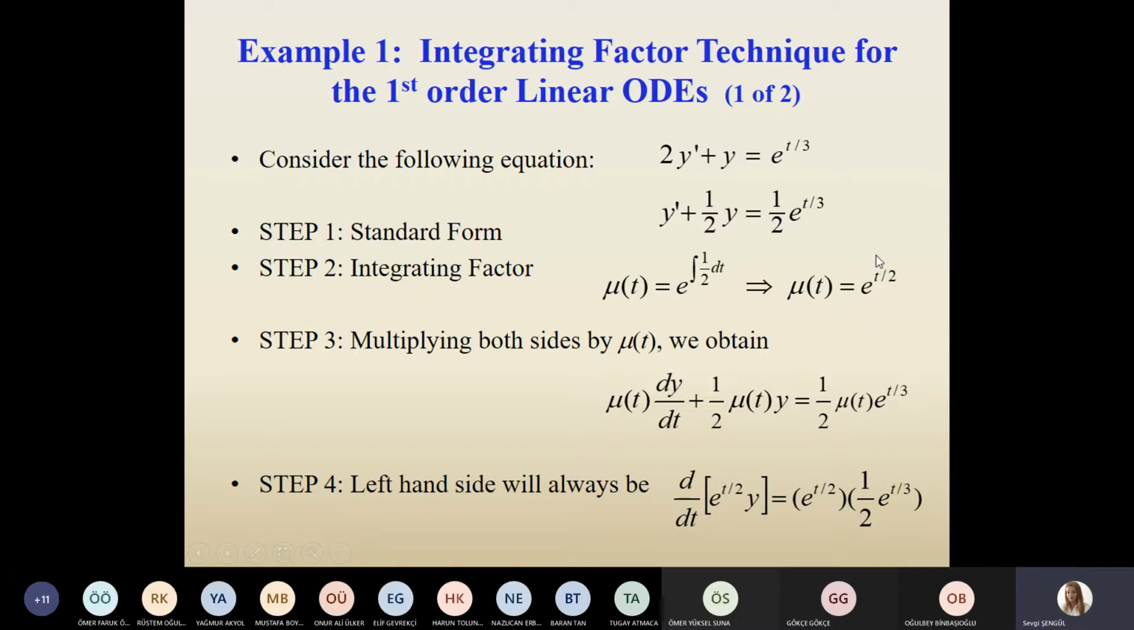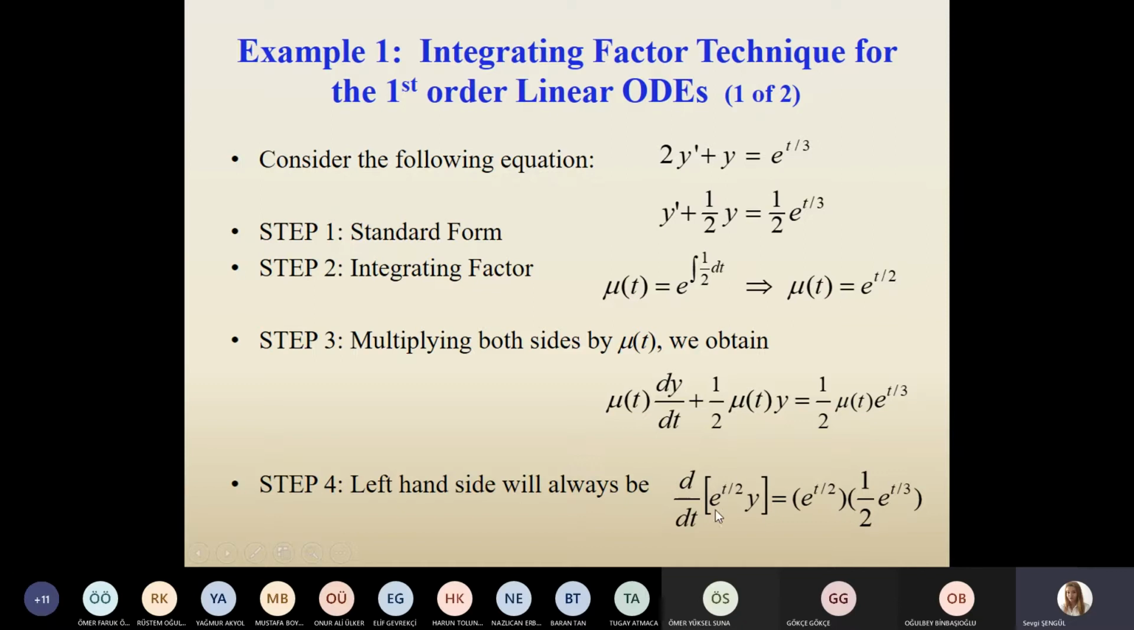As a next step, you need to multiply this integrating factor with your standard form. Multiply that: e to the t over 2 y prime plus 1 over 2 e to the t over 2 y equals 1 over 2 e to the t over 3 times e to the t over 2. And what did we say? Once we multiply our equation with mu of t, our left-hand side will always be the derivative of mu of t times y. This was my mu of t, this is y, and its derivative equals g of t times mu of t, which is 1 over 2 e to the t over 3 times mu of t. Here you go.